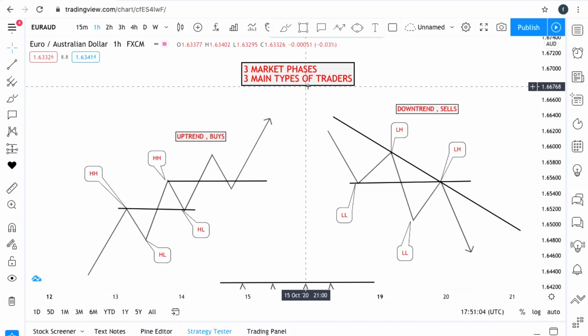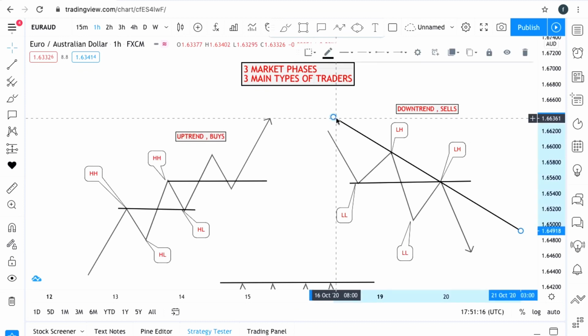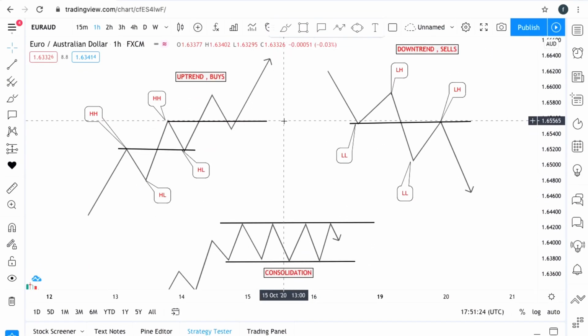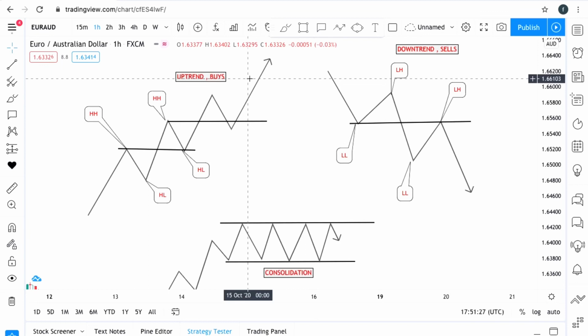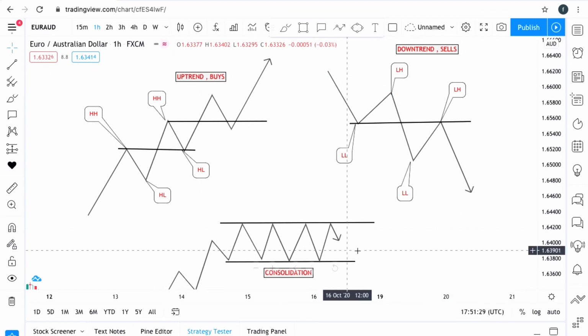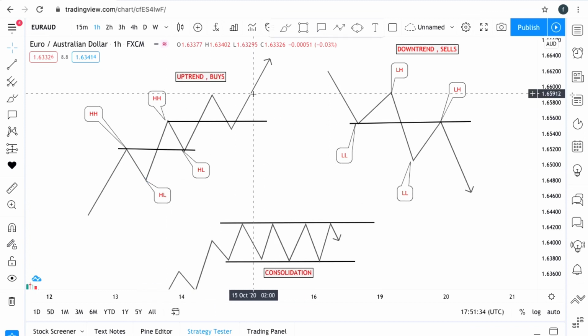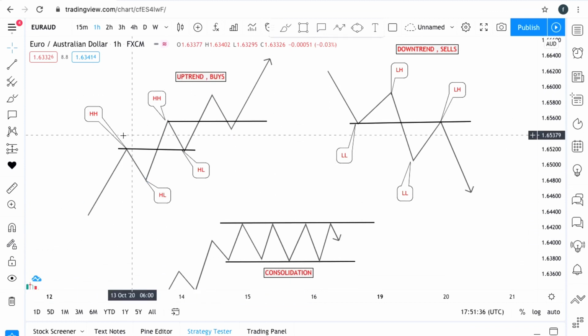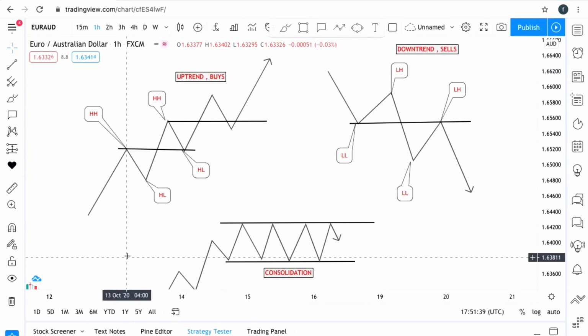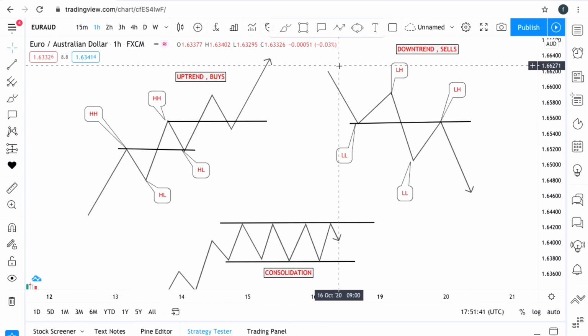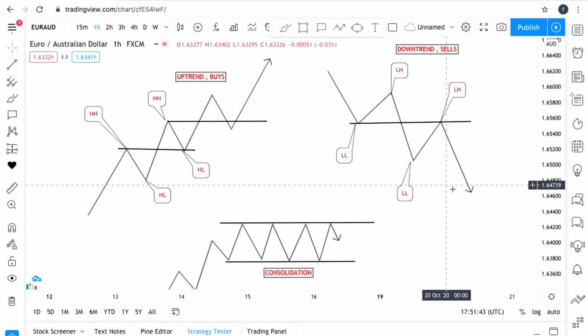So now we'll be moving to the three main market structures, right? So our three market phases, right? So first off, let me delete this trend line. The three market structures that you have are an uptrend, right? You have a downtrend, you have a consolidation, right? So in an uptrend, you are looking for buy opportunities. So if you see the market is moving up, you're looking for buy opportunities, and if you see the market is moving down, you're looking for sell opportunities, right?